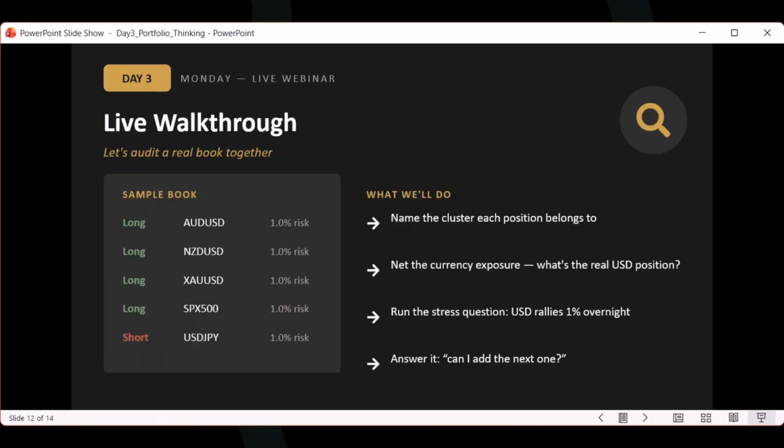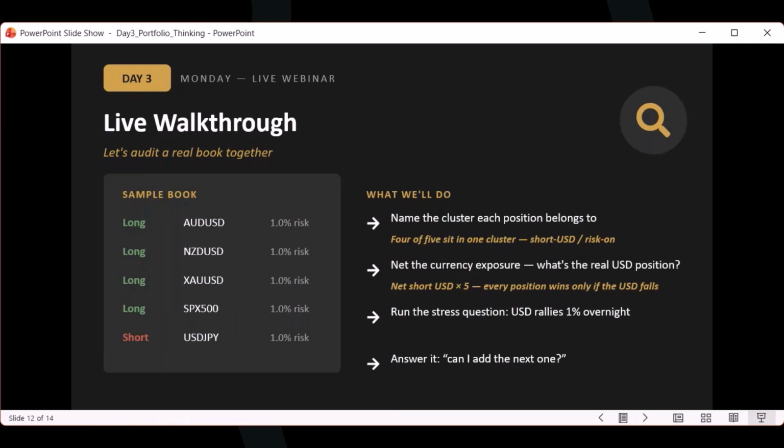So just a live walkthrough. If we look at this sample book, what we're going to do is have a look. 4 of the 5 sit in one cluster. So the short USD risk on, which is that one, and that one, and that one, and that one. So the net currency exposure, the real USD position, is net short USD times 5. So every position wins only if the USD falls, and the other variation, of course, is equally true. Every position will lose if the US dollar gains.